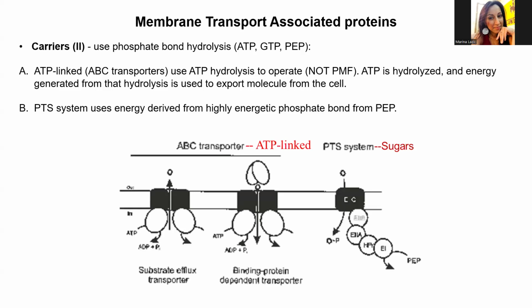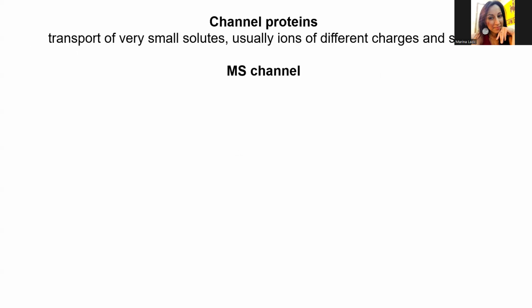Now we're moving back to the example. So channels, the easiest one. The example is the mechanosensitive or MS channel. These channels are usually passive transport, and they transport small solutes, usually ions that have different charges and sizes. Different ions have different channels, based on the size, like how big the ion is.